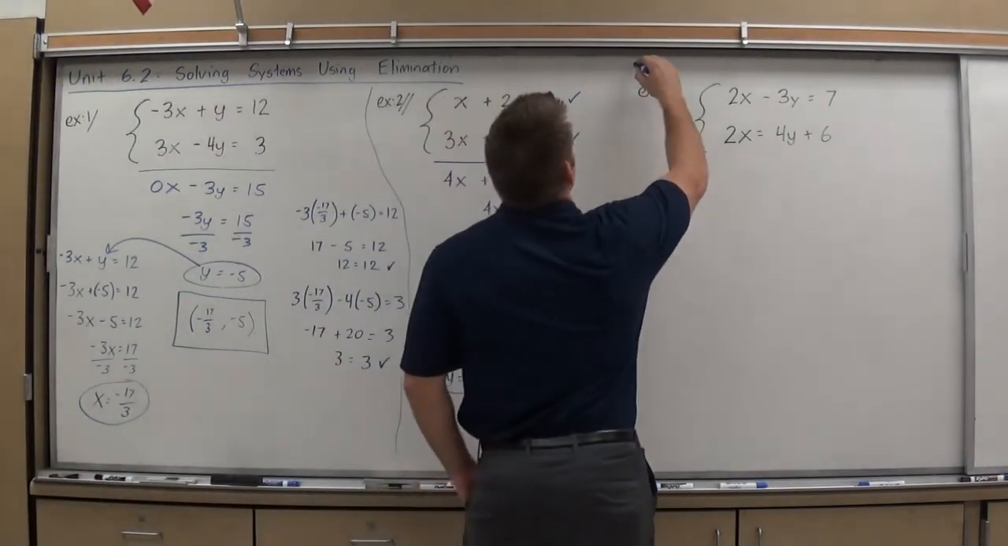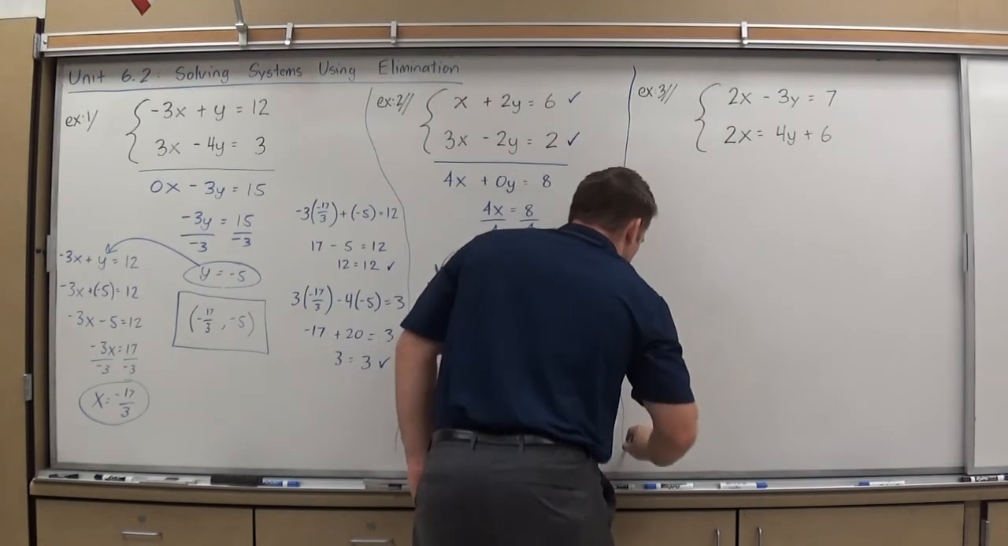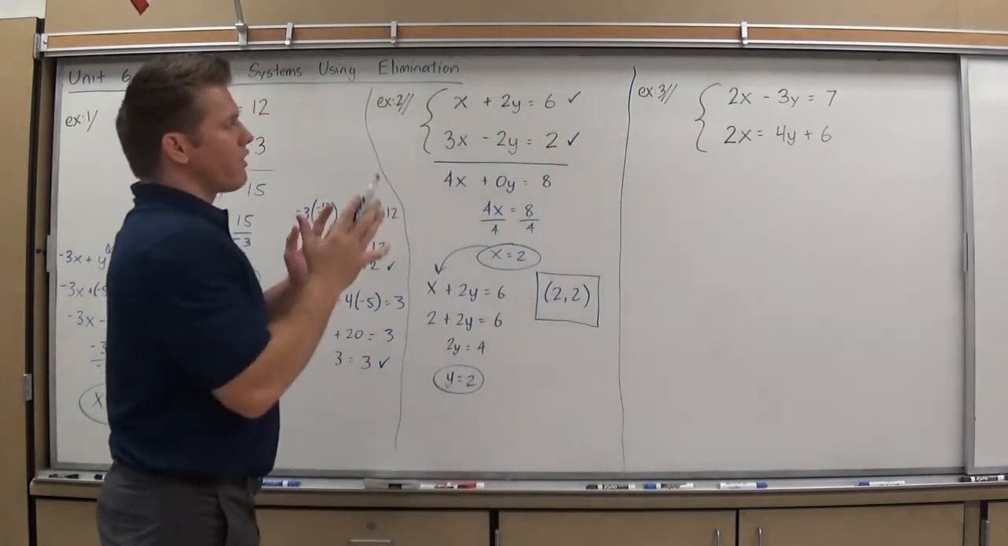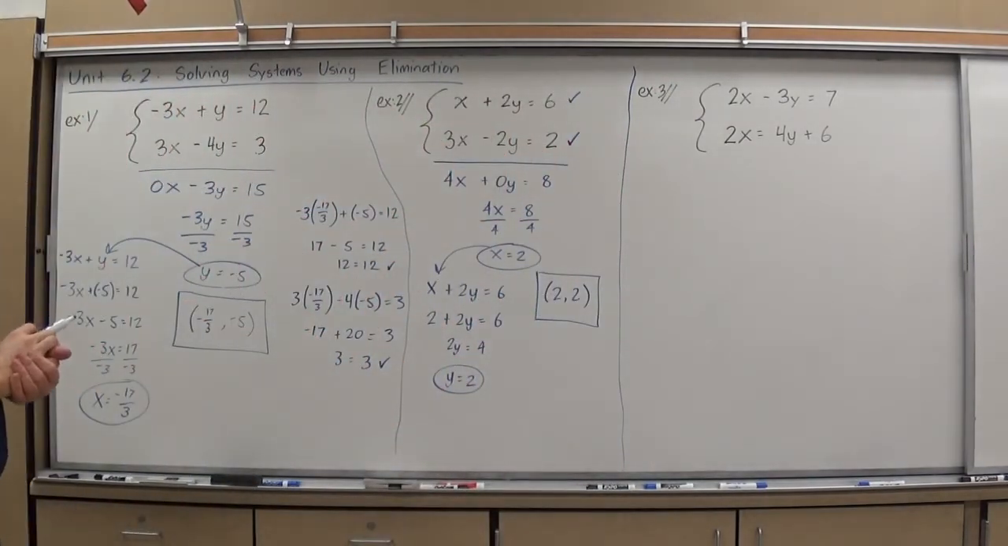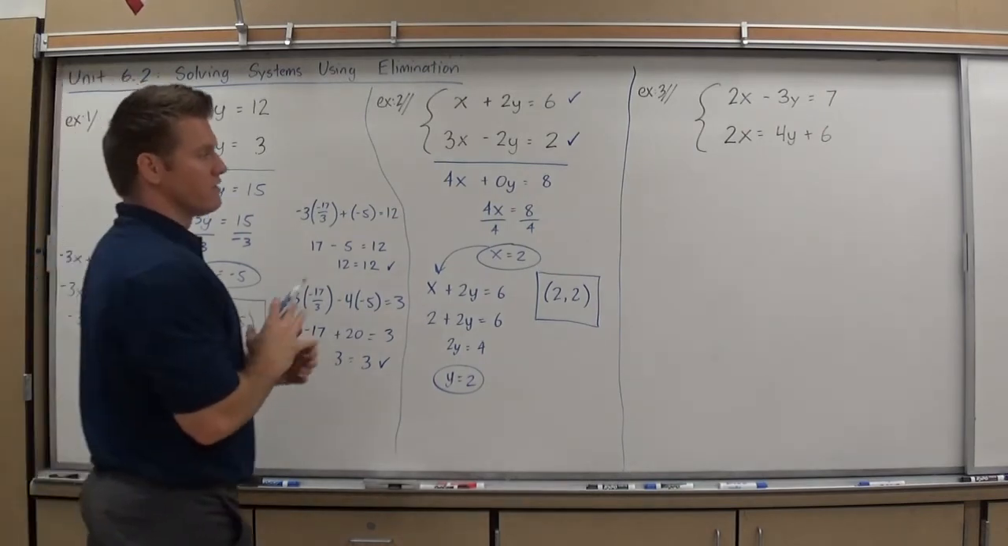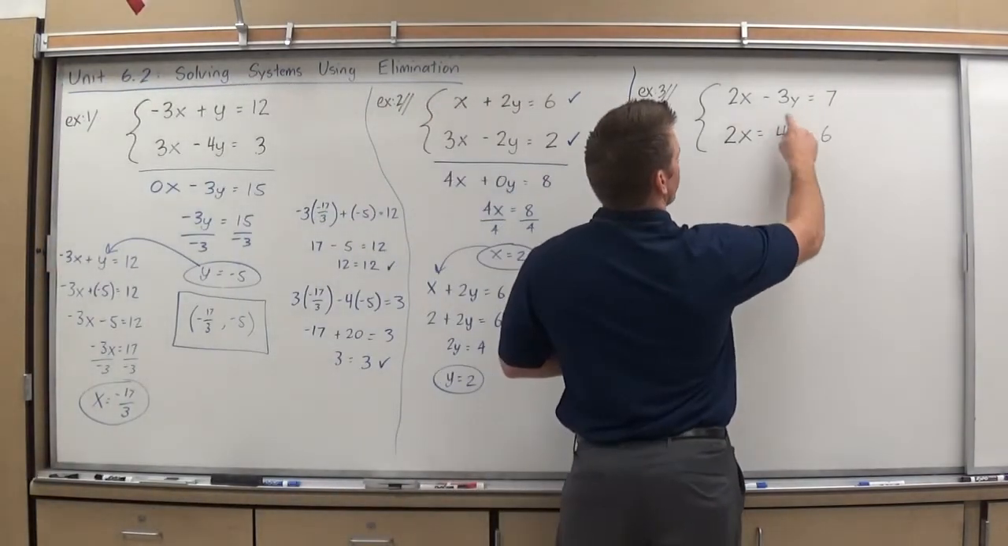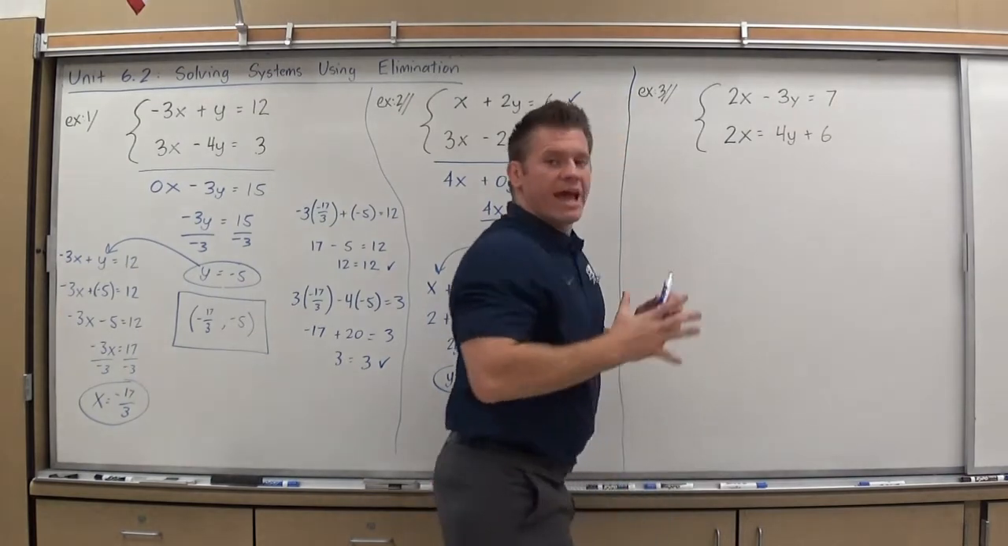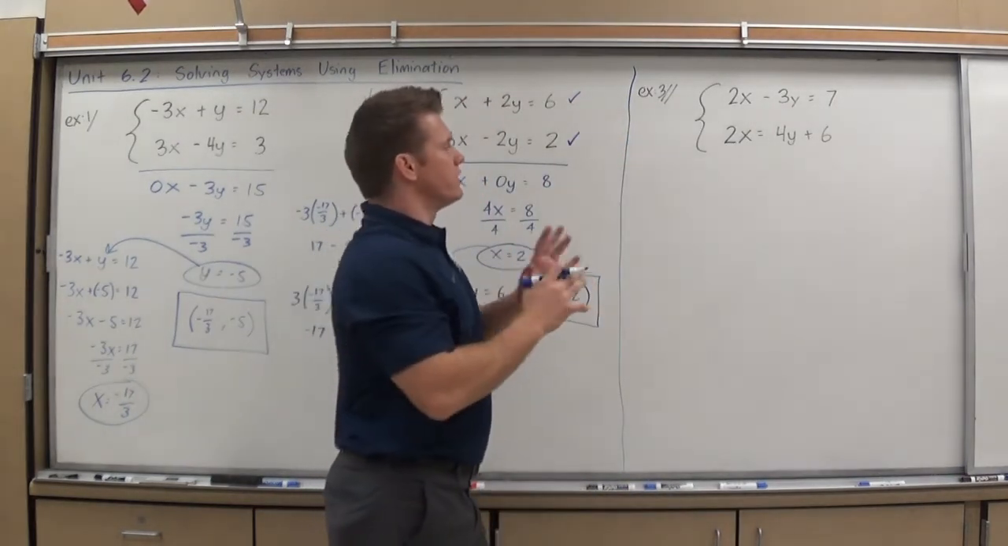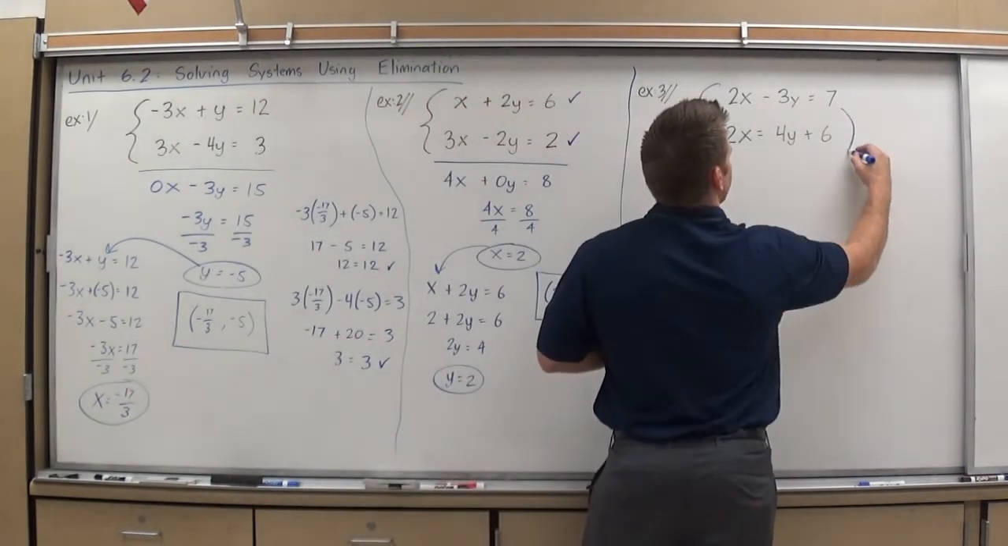Let's try one more that's maybe not in perfect order. So now I look and yeah, the columns are good. I have the x's in the same column, y's in the same column, constants in the same column, but my equal signs aren't really lining up. And it's important that everything lines up, even those equal signs. So I'm going to readjust this a little bit and rewrite this.